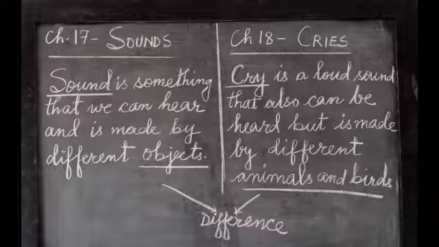And about cry, what is cry? When we talk about cry, it is also a sound, but it is loud enough and made by different animals and birds. So the sound made by animals and birds is said to be cries. Is it clear?